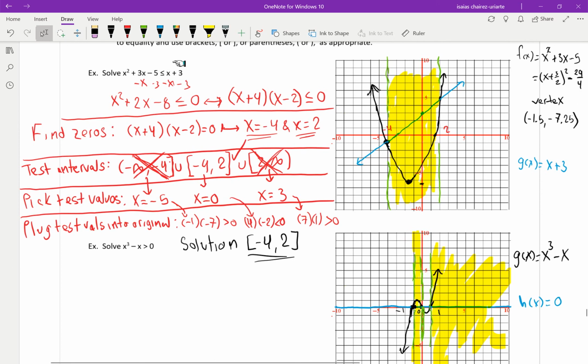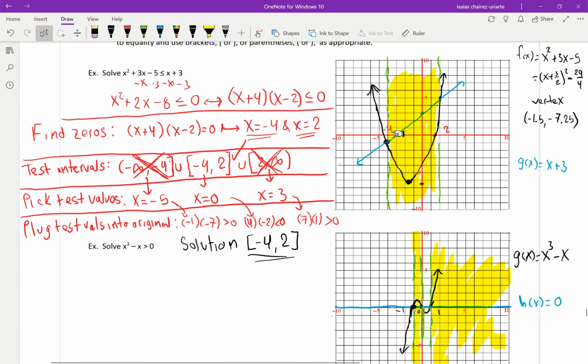And so that's the left-hand side of the original inequality. The right-hand side of the original inequality is x plus 3. That I graphed in blue. x plus 3 is just the equation of a line with y-intercept at 3 and slope 1. So the y-intercept is at 3 and goes up 1 and over 1, up 1 and over 1, and so on and so forth. And so I graphed both of these graphs together.